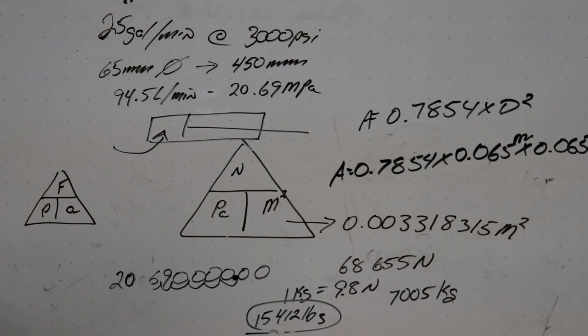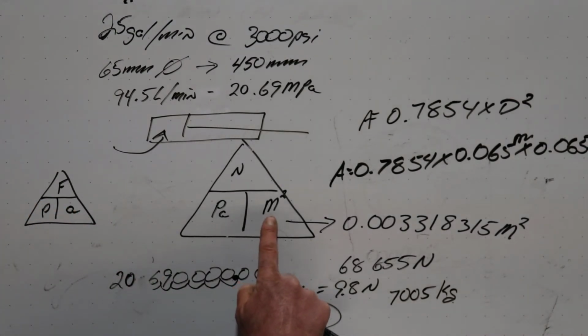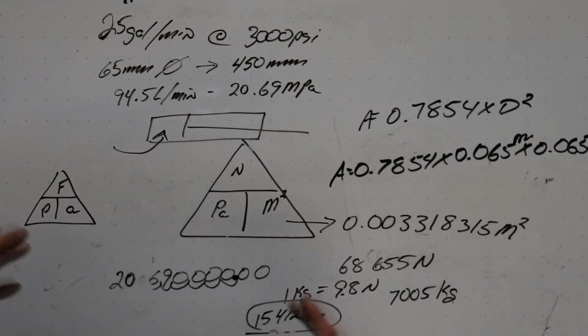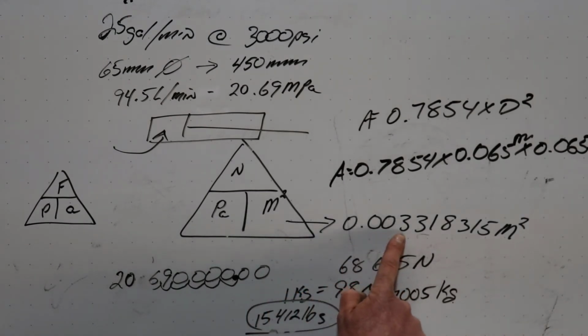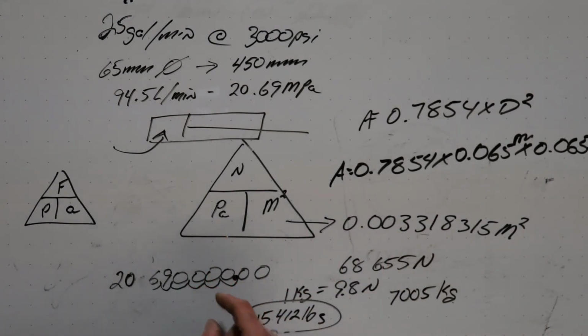So as you can see, doing these calculations in metric is a little more involved. We have meters squared, and our cylinders are very rarely 3 feet by 3 feet. So they're very, very small numbers when we convert it to meters squared. A Pascal is a very small unit of measure. As you can see, this 20,690,000 pascals is equal to 3,000 psi. So the Pascal number is very, very large.